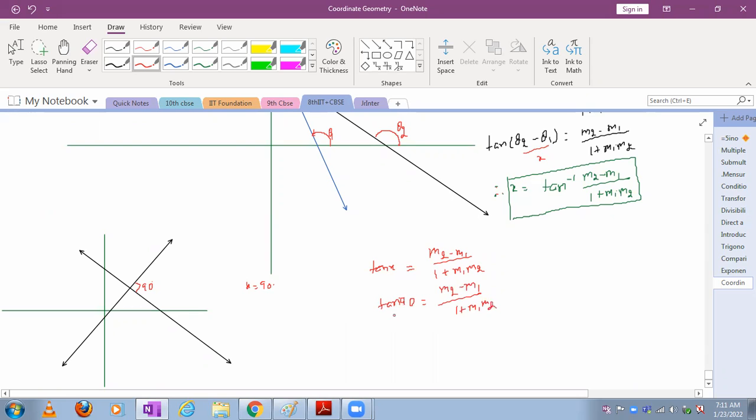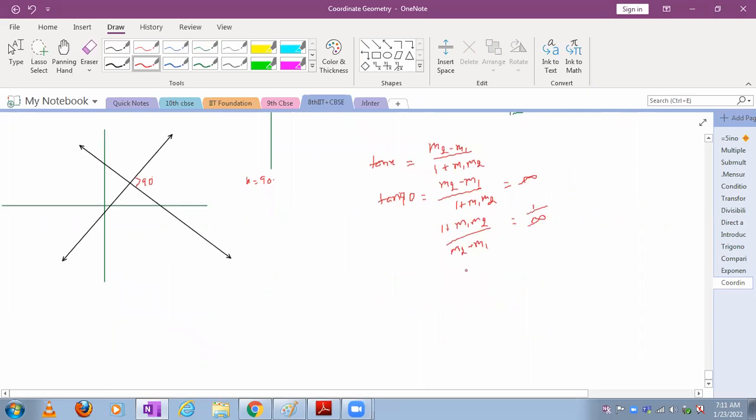Now tell me what is tan 90 degrees? Oh, you already know the trigonometry. Tan 90 degrees value how much? Infinity, right? Not defined, or infinity. And if I reciprocate both sides, then this is 1 plus m1 m2 divided by m2 minus m1 equal to 1 by infinity. 1 by infinity means what? 1 by infinity is 0.